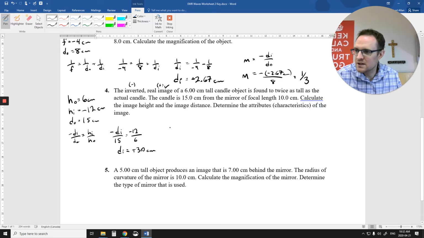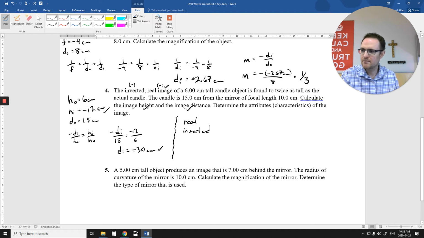Determine the characteristics. Calculate the image height, which we did already. The image distance, which we just did. So we got both of those pieces. So that's done, and this is done. Determine the characteristics of the image. So we already know it's a real image. We know it's inverted. The only thing that we have to do now is it's enlarged. That's kind of weird.